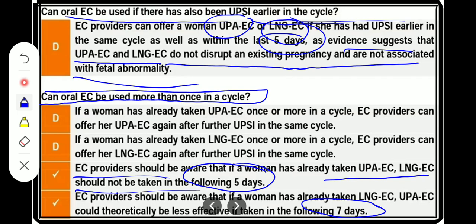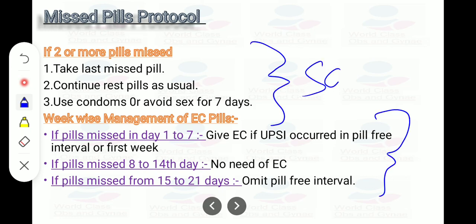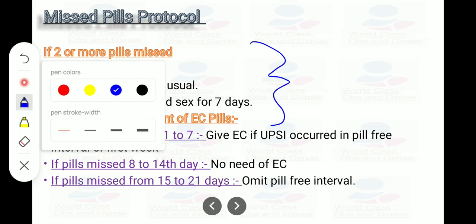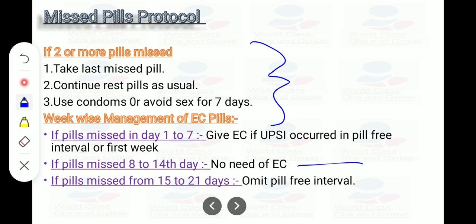That is the missed pill protocol. It's almost the same as I discussed with you previously: if 2 or more pills are missed, take the last missed pill, continue the rest of the pills as usual, and use a condom or avoid sex for 7 days. If pills are missed in days 1 to 7, give EC. If pills are missed in the second week, no EC pills. If pills are missed in the last week, omit the pill-free interval.